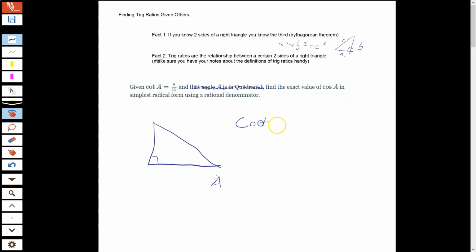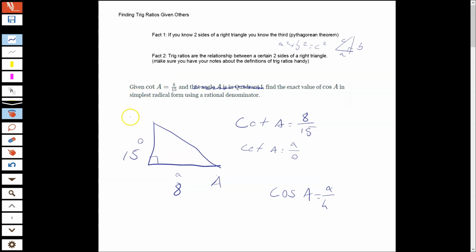So cotangent of A is 8 over 15. Cotangent is also adjacent over opposite, right? Because it's the reciprocal of tangent. Adjacent over opposite. I'm going to label that, right? So adjacent is 8. Opposite side is 15. Okay. Now I need cosine of A. This is already looking easier, right? Cosine of A is going to be adjacent over hypotenuse.